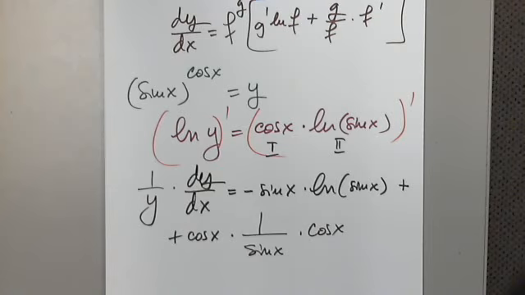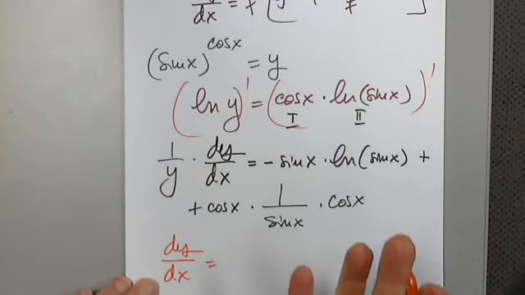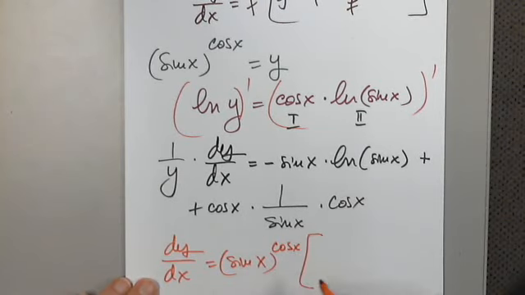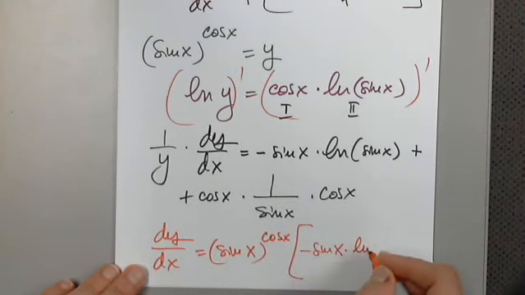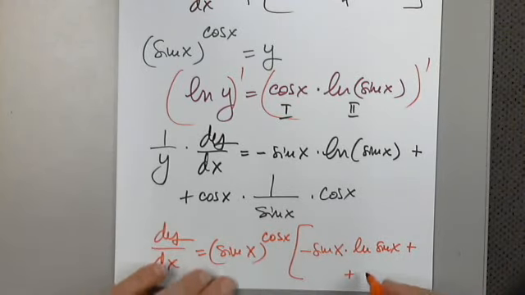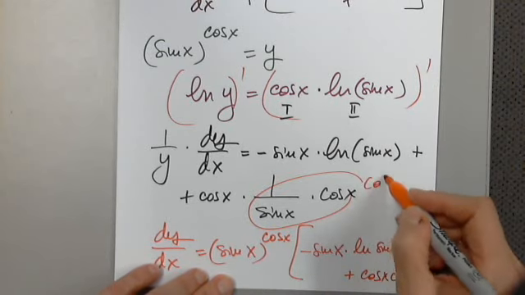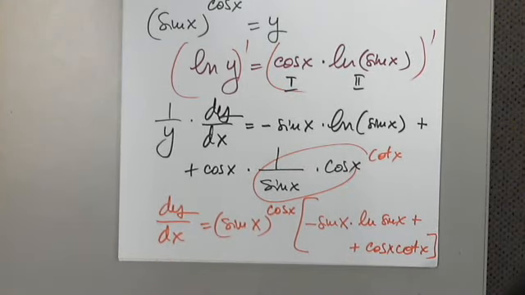We're almost there. The only thing that we need to do to both sides to get dy over dx is, that's it. Instead of writing y, I'm just going to copy the function sine x raised to cosine x. And this is negative in brackets. Negative sine x times natural log sine x plus, I'm going to write cosine x cotangent x. I changed this into cotangent. Why? Because cosine over sine is cotangent and I was running out of room.